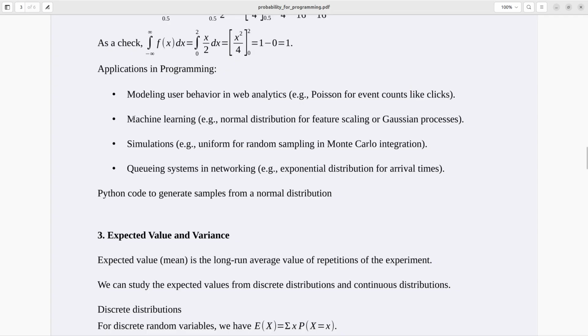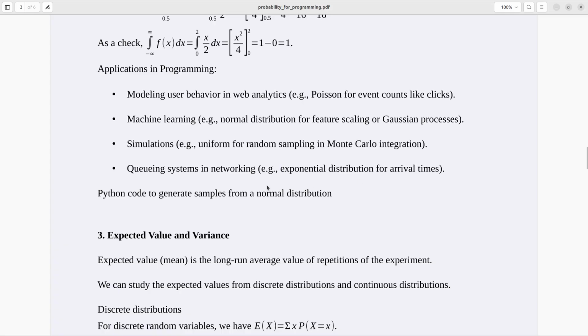And we can also use the probability distributions in machine learning. So for example, we can use the normal distribution for feature scaling or the Gaussian processes. And we can also use probability distributions in simulations. For example, we can assume that in Monte Carlo integration, the random sampling can be treated as a uniform distribution. Okay. And for the queuing system in networking, we can use the exponential distribution to model the arrival times of the packets in the network.